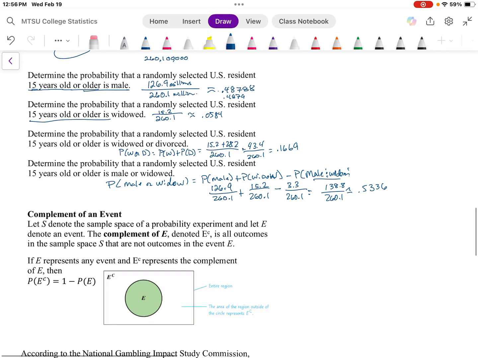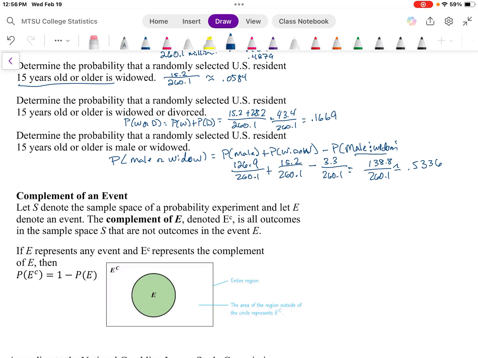All right, the complement of an event. We're letting S denote the sample space for our probability, that whole entire box we see down below. E is our event, and the complement event is denoted by E with a little c power. Sometimes we also see a little squiggly like this, and that also stands for not E, so not event E. If E represents any event and E^c is its complement, then the probability of the complement of E is 1 minus the probability of event E taking place.